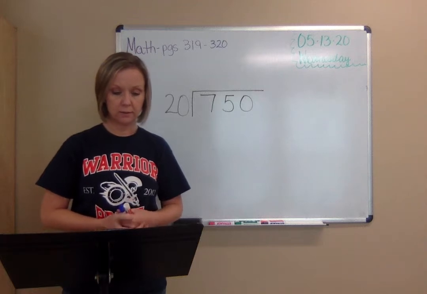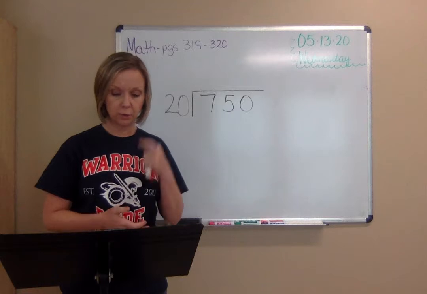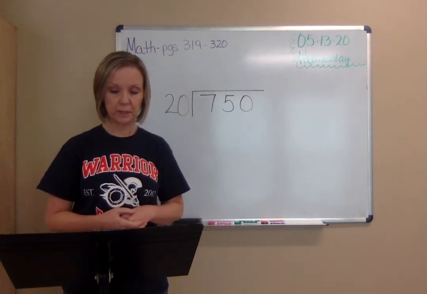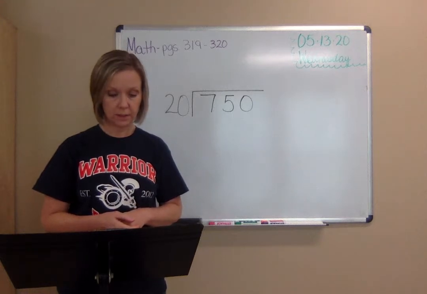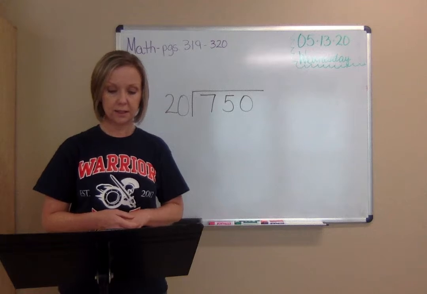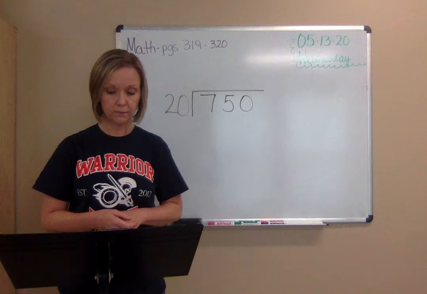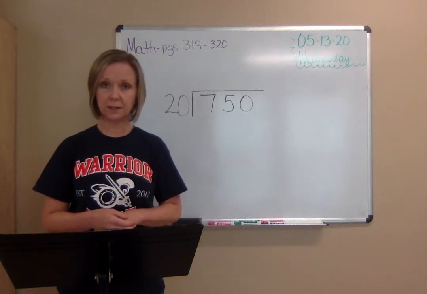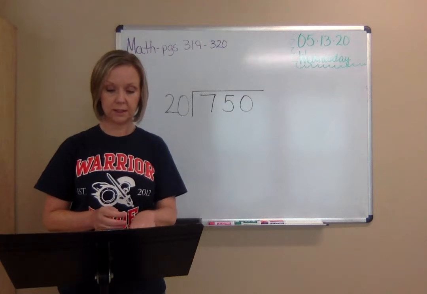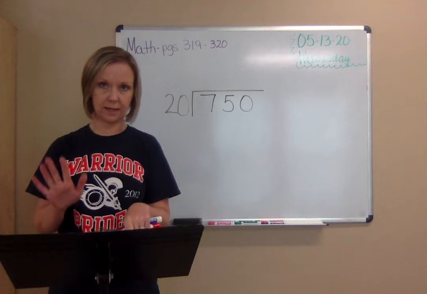Step number 1, divide 2 into 7. Write the 3 in the quotient above the 5. Multiply 3 times 20 to get 60. Subtract 75 minus 60 equals 15. Compare 15 with 20. 15 is less than 20. Bring down the next digit, 0. Step number 5 is what we're adding today. That's the new part today.